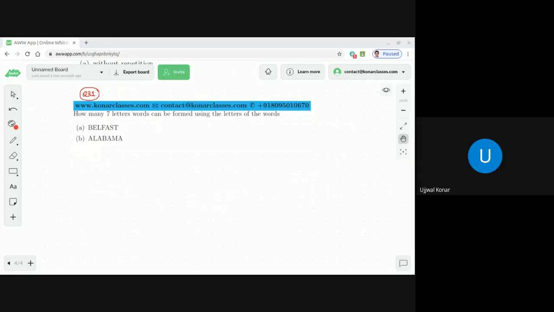There is no other choice, because you see what the question is: how many 7-letter words? Both the words have 7 letters, no? Correct or not? So the question doesn't come into the picture if you go through the statement properly. Do you agree with me? Yeah, I got it. If the words have more letters than 7, then the question makes sense. Got it.